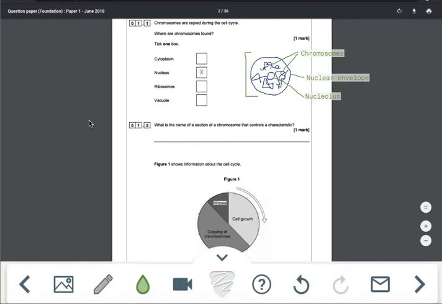What is the name of a section of a chromosome that controls a characteristic? And the answer to this, hopefully you know this, it's a gene. And it's important that you remember each chromosome has a large number of genes, and genes carry the information that determines your traits, which is essentially what this question is asking.